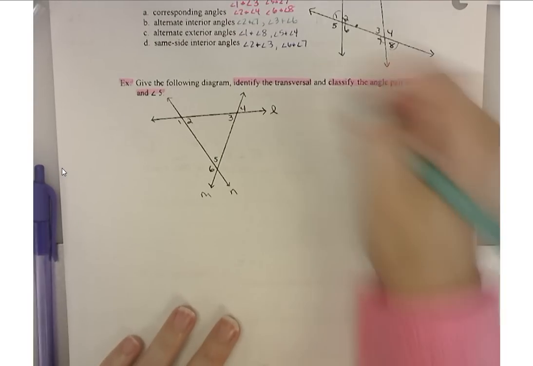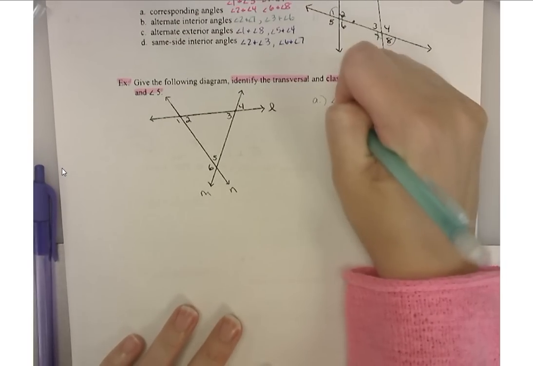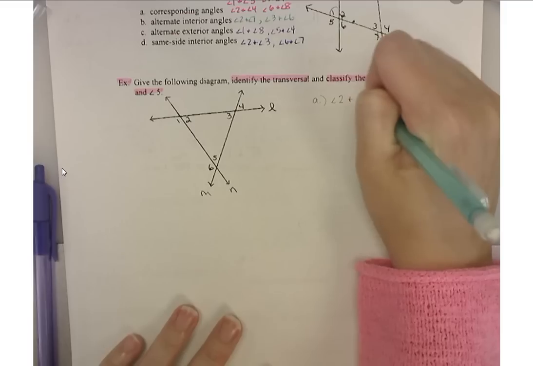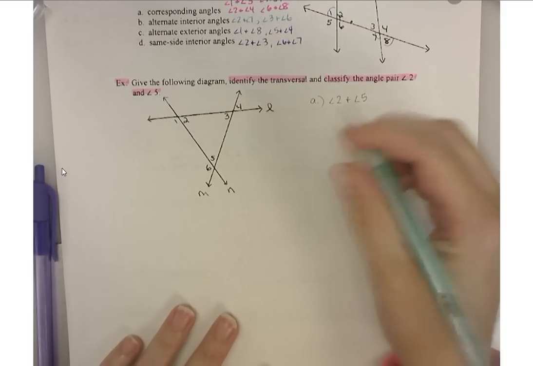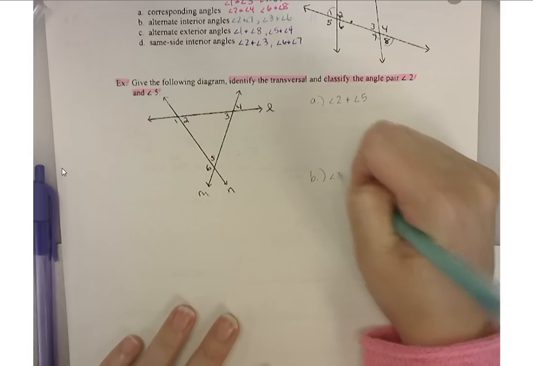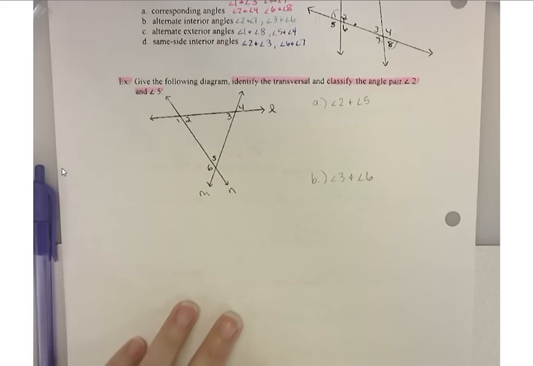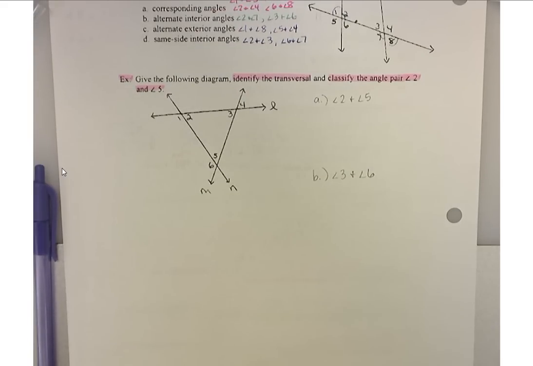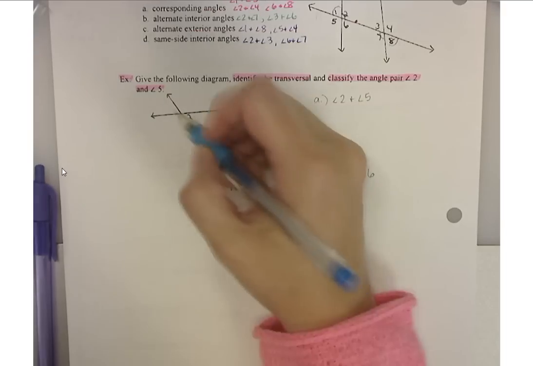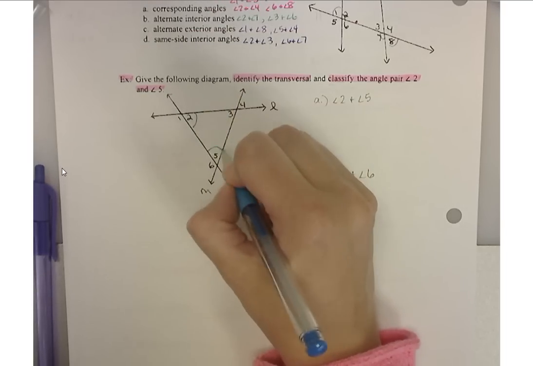So for part A is where we're going to classify the angle pair 2 and 5. And then for part B, we are going to classify the angle pair 3 and 6. Okay, that way you can see how this is going to change. All right, so the first thing I'm going to look at is 2 and 5. Okay, so I have angle 2 here, angle 5 here.